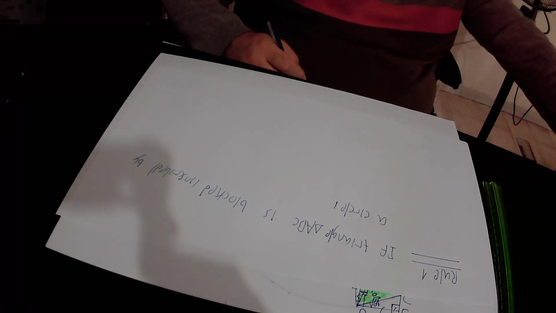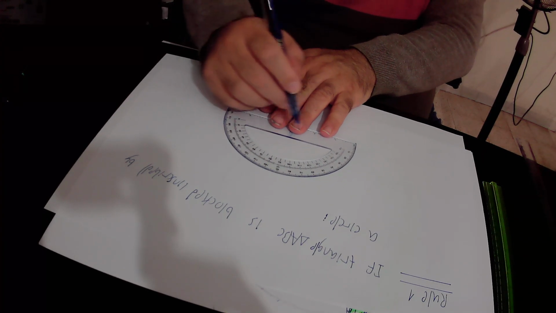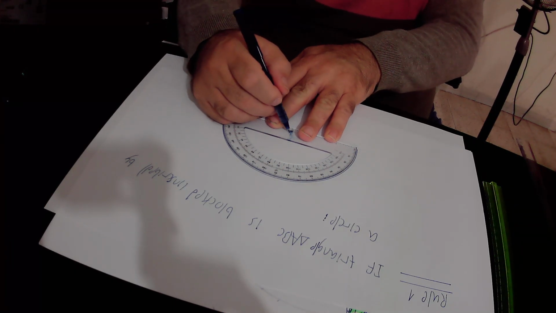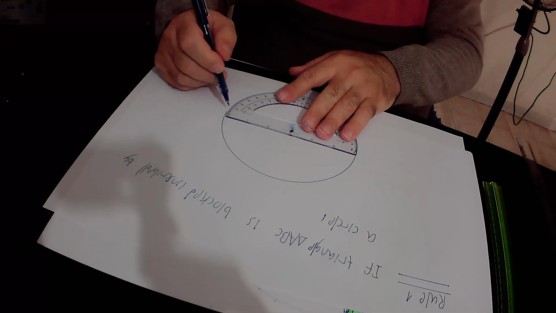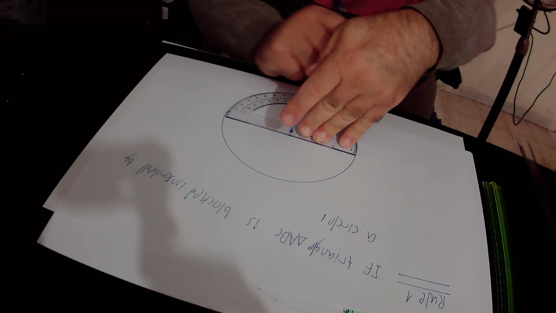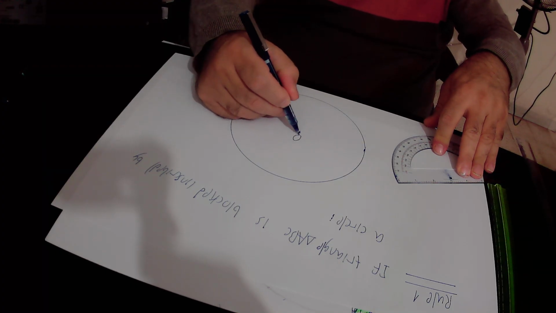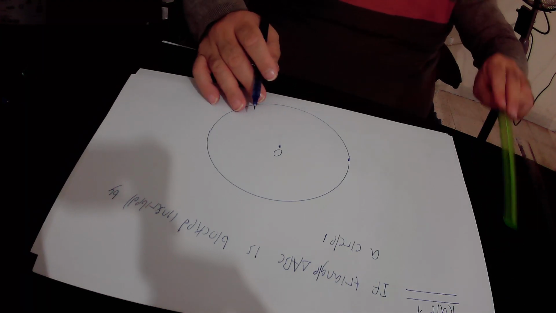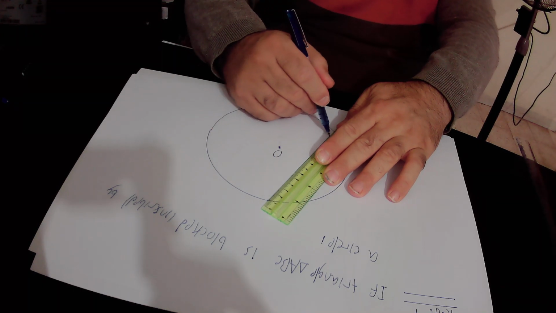So first of all, I will draw the triangle and the circle. The center of this circle is at this point, point O. And inside this circle we have triangle ABC that is blocked or inscribed by this circle.